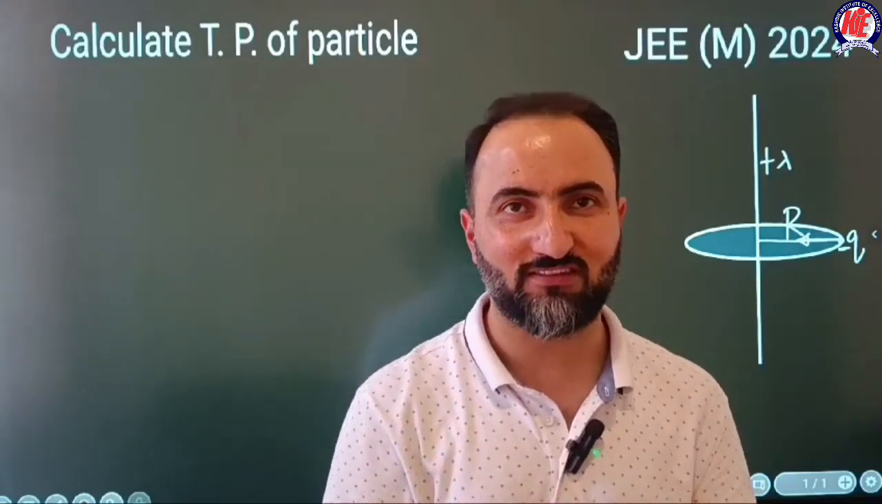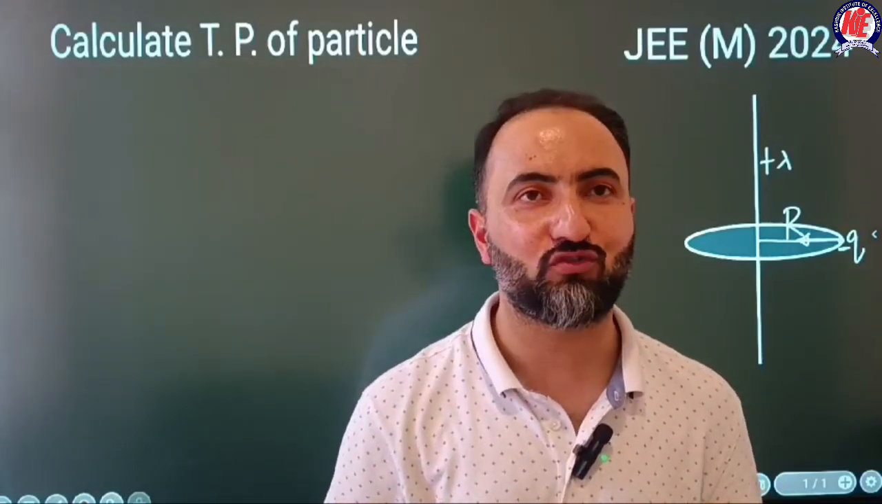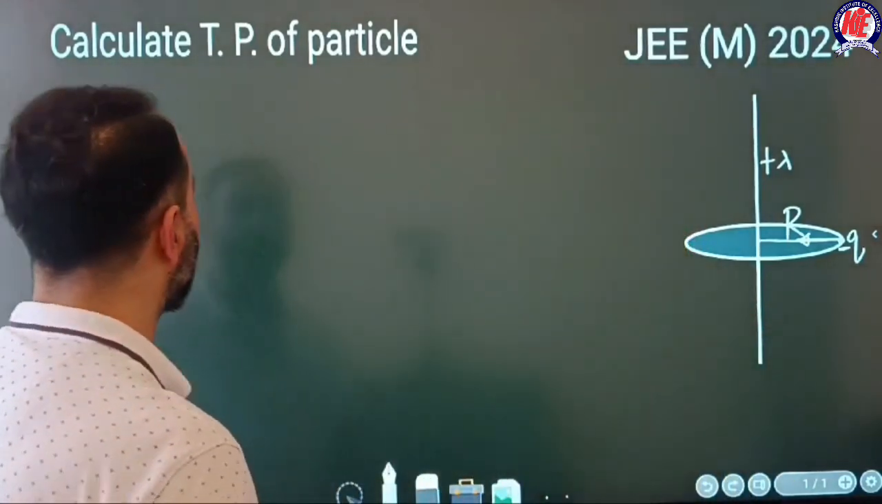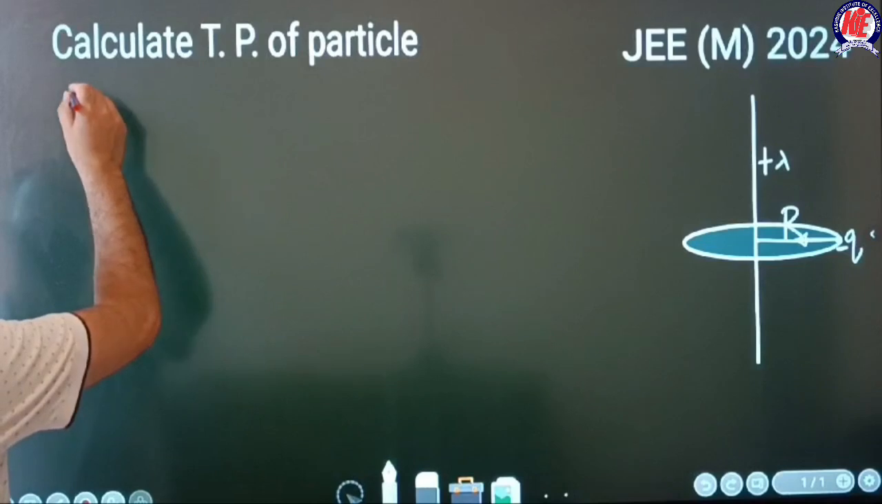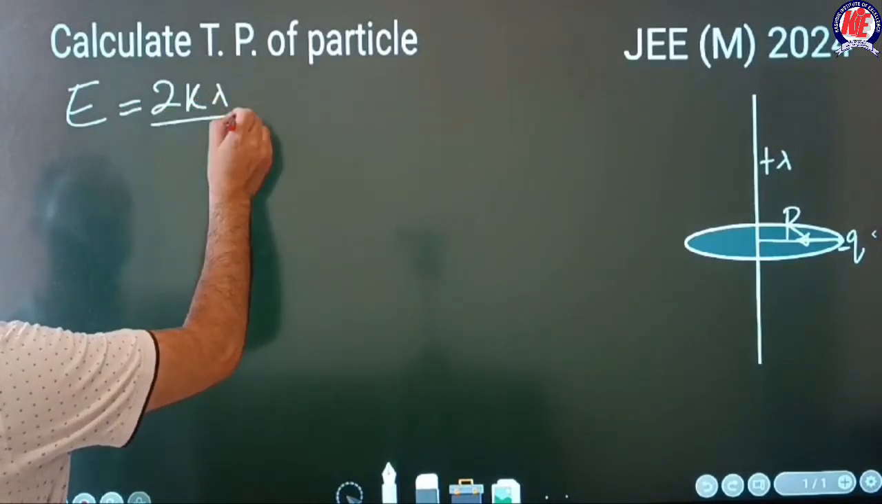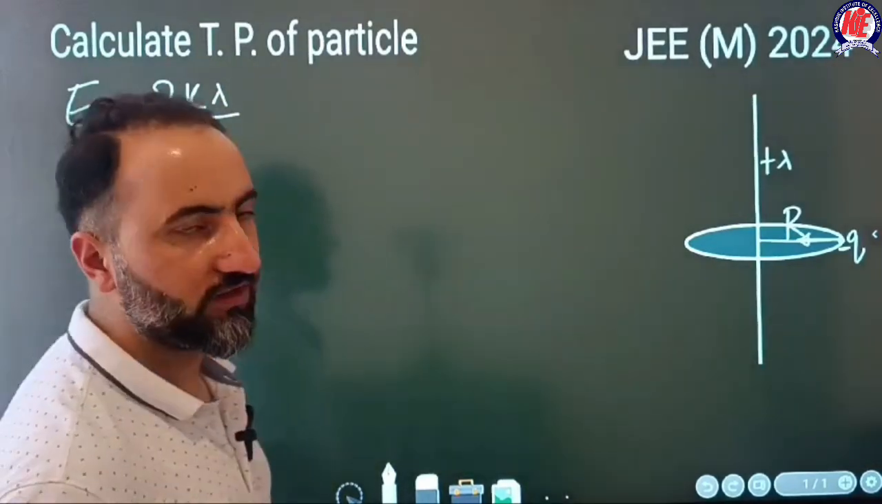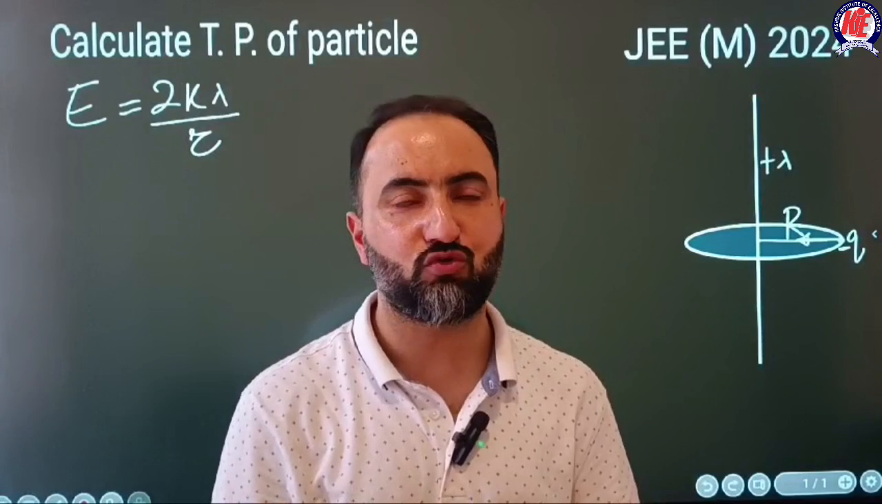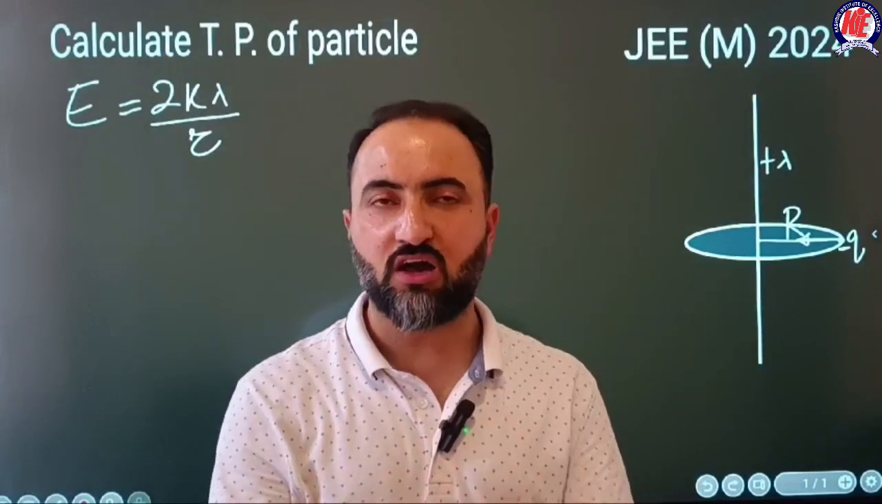So the starting point is like this. I'll write down the electrostatic field due to the line charge. The electric field equals 2 into k into lambda divided by r. This is the electrostatic field, where lambda is the charge density, k is the electrostatic constant, and r is the distance.